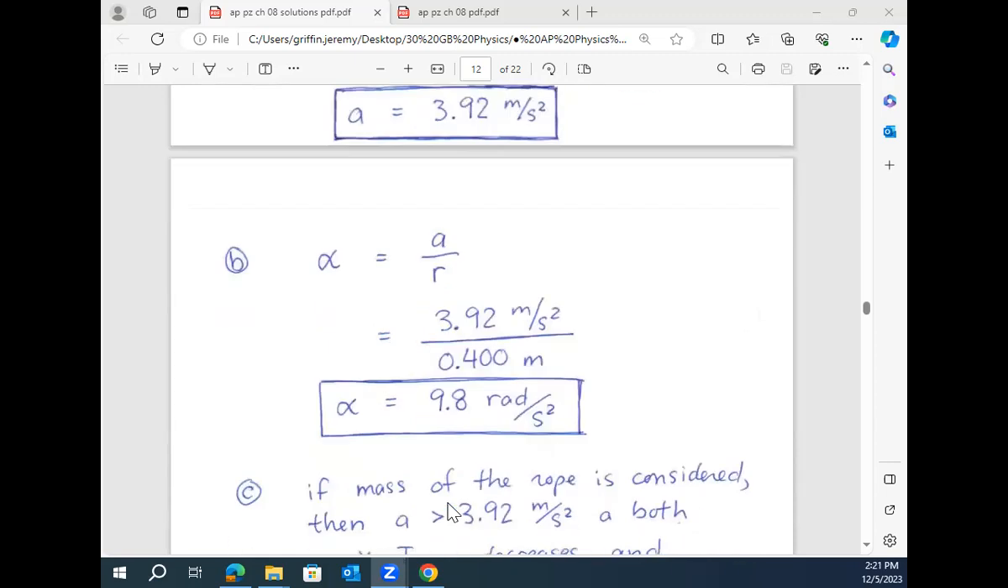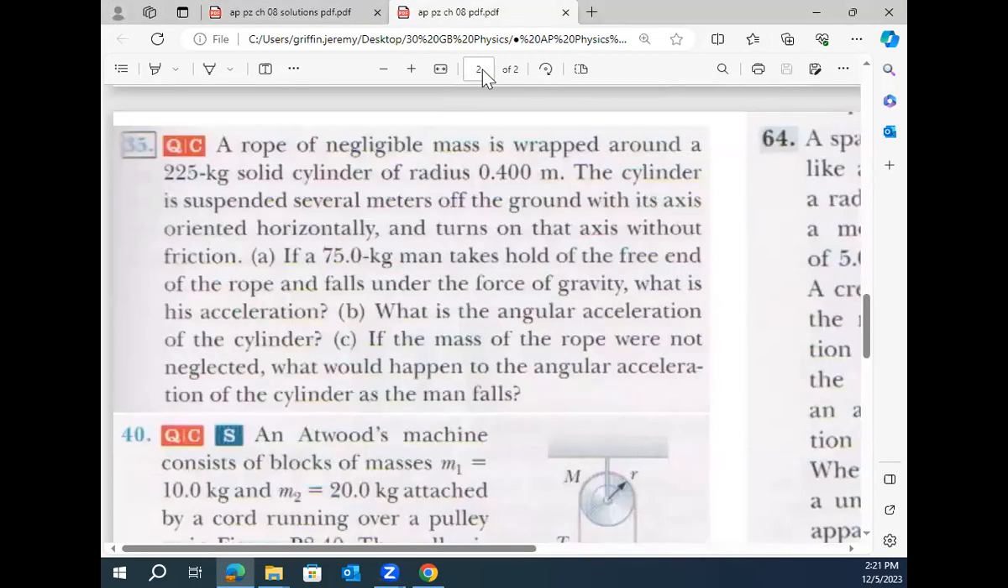Right, it's the speeding up spinning. Right. Oh, there was a question C. Question C. Okay, let's go read question C. First of all, you guys okay so far? Everybody right? Okay. If the mass of the rope were not neglected, because almost all the time in here they say, "Oh, negligible mass string or negligible mass rope." No, that's not the case. What would happen to the angular acceleration of the cylinder as the guy falls?